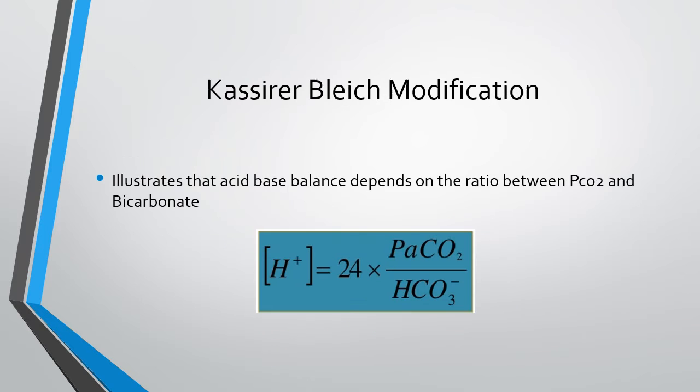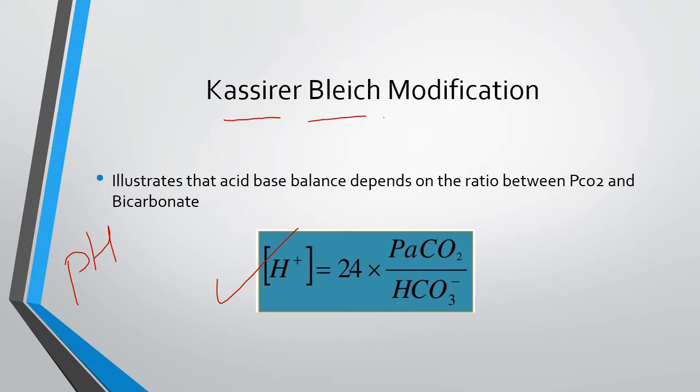So what another couple of scientists did was they modified the Henderson-Hasselbalch equation to make it simpler. This modification was known as the Kassirer-Bleich modification, done by two scientists, Kassirer and Bleich. They illustrated that the acid-base balance now depends on the ratio between PCO2 and the bicarbonate. So what can you see between these two? So what can you remember? Basically, they've inverted the Henderson-Hasselbalch equation.